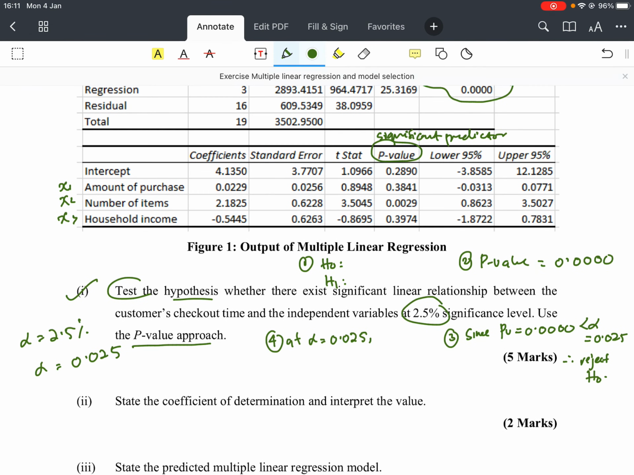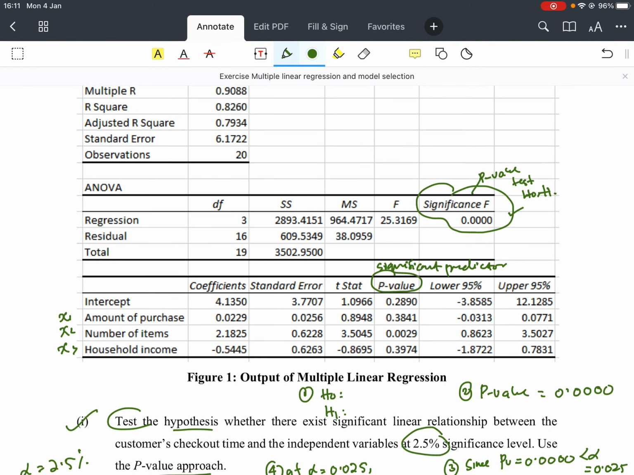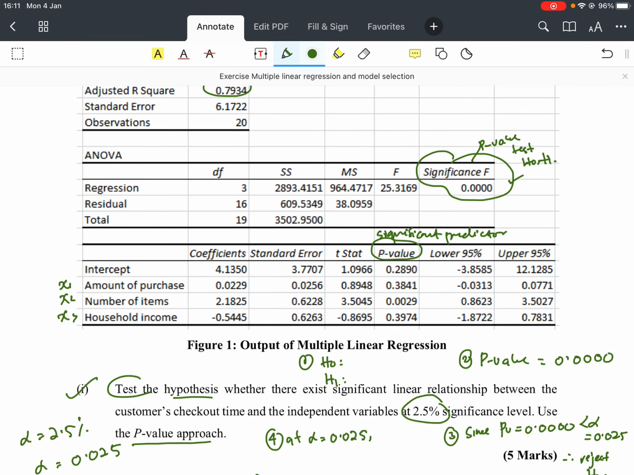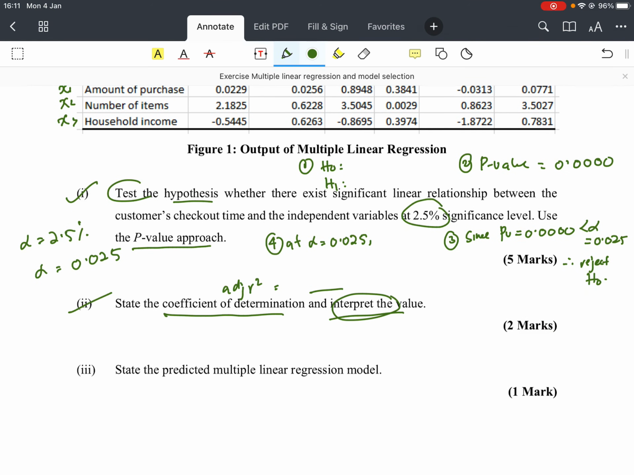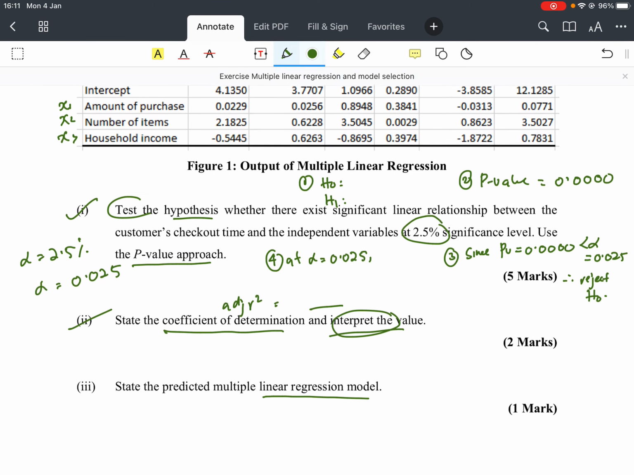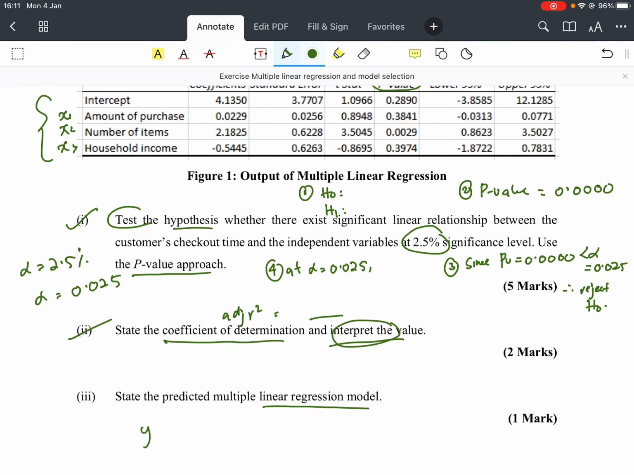So that's number 1 done. Number 2, state the coefficient of determination and interpret the value. You have to take the adjusted R square value and interpret it. So here is the adjusted R square. Don't forget to interpret. Number 3, state the predicted multiple linear regression model. From here, you can get the model: y cap equals 4.1350 plus 0.0229 x1 plus 2.1825 x2 minus 0.5445 x3.